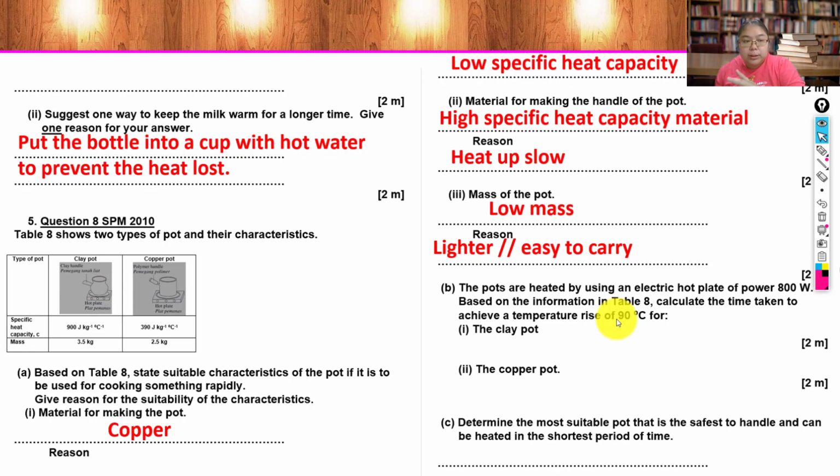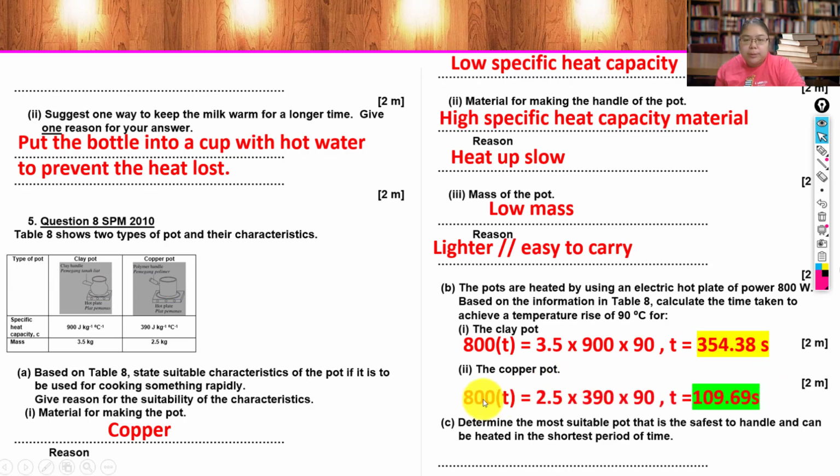Okay, now we apply the formula. For the clay pot, the time taken is 354.38 seconds. Now we check the copper pot: 800 multiplied by t equals 2.5 times 390 times 90. So I get the time taken for the copper pot is 109.69 seconds. So which one is faster? Sure, the copper pot is faster.